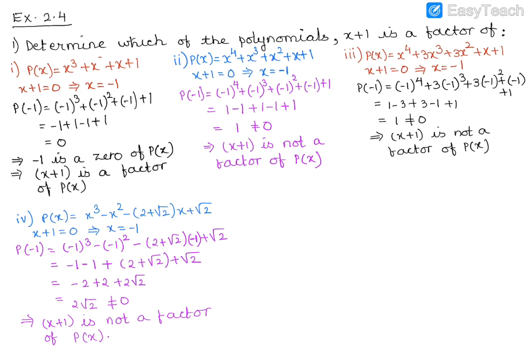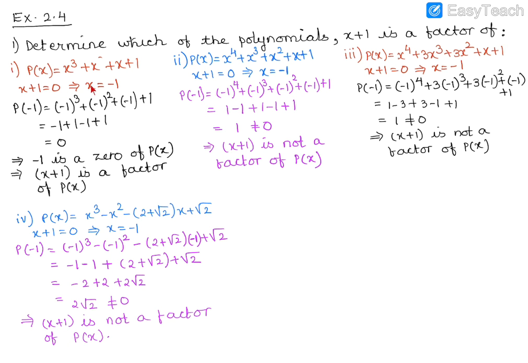Exercise 2.4 is like the previous exercise, where a polynomial is given to you. These are the various polynomials given to you, and they are asking for which of them x plus 1 is a factor. Which means it should be completely divisible. So I put x plus 1 as 0 in the first expression.